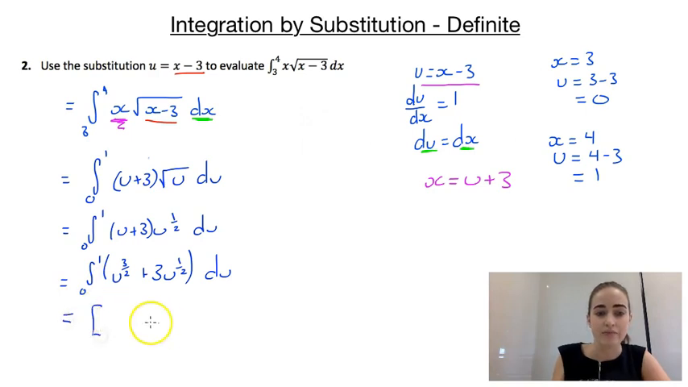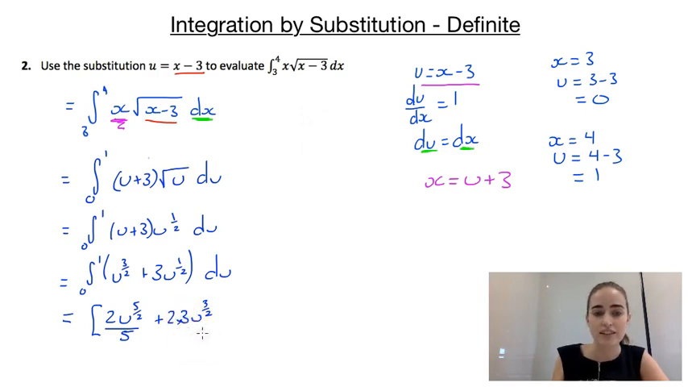So I'm going to have u to the power of 5 over 2. And then if I divide by 5 over 2, that's the same as 2 over 5. And then I have plus, I've got 3u to the power of 3 over 2. And then I'd have to times by 2/3. So if I times by 2/3, those 3's are going to cancel out.